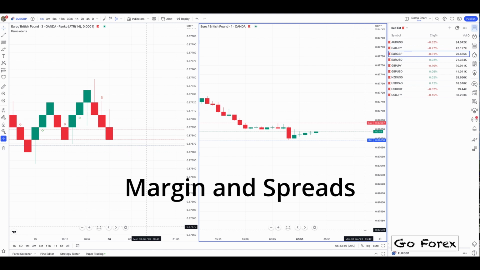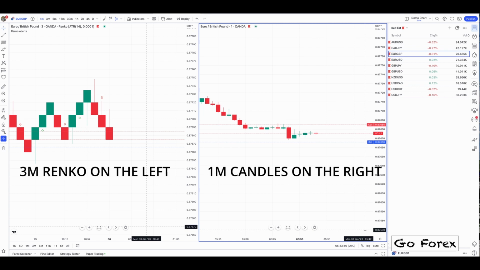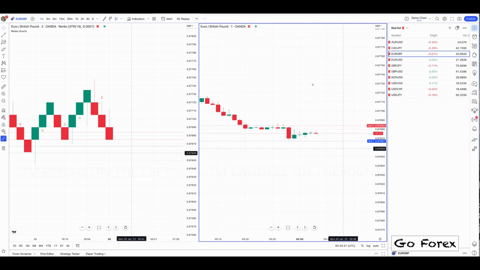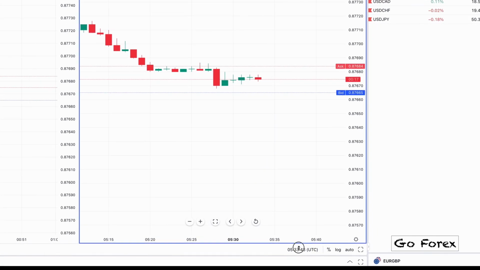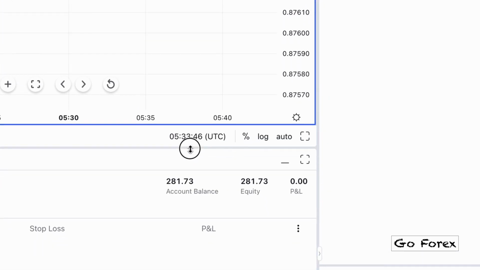Okay, so if you're paper trading, what you're seeing right now is a paper trade chart. I'm on the Euro, British pound, and it looks like I'm on the 1 minute chart. And what you don't see, let me show it down here. I'm going to pull my little thing up. There's my account balance, $281.73. I have equity of $281.73. Means there's nothing going on right now because I have no positions open. And my profit or loss is at 0. And that's all well and good in a paper trading account.